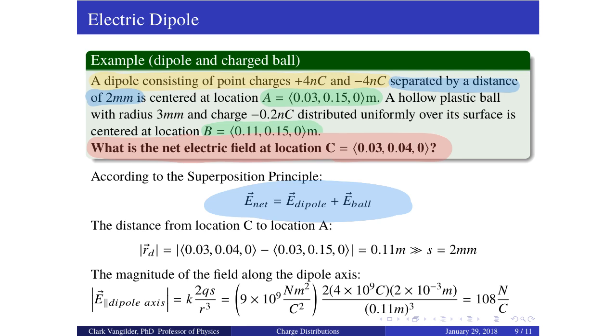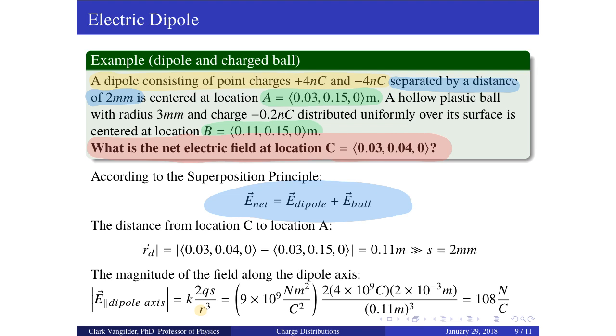So one of the things that you can do is, one at a time, ask what are the things that I need? Well, if I'm talking about an electric field, I'm already given the charge and the separation distance, but I'm not given the length from the dipole to the ball.